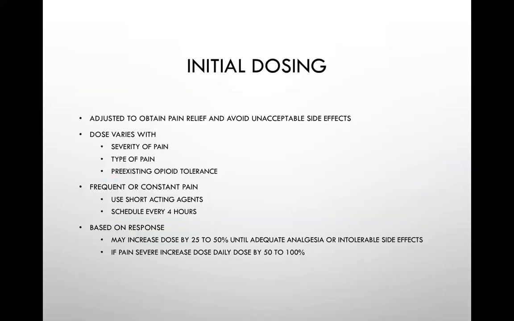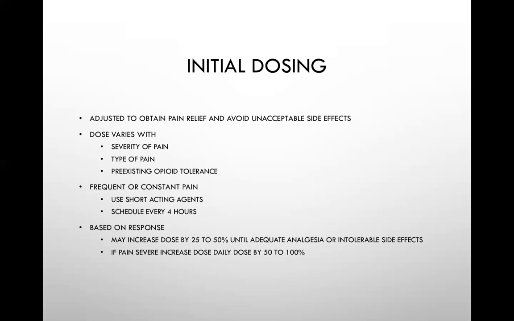So for the initial dosing, the objective is to try and obtain pain relief while avoiding unacceptable side effects, or just having tolerable side effects to the patient. The doses will vary depending on the severity of the pain, type of pain, and pre-existing opioid tolerance. Patients who have used opioids before, the dosage you might start might be a bit higher compared to those who are opioid naive. And your dose will depend on the type, severity, and the response of the patient.